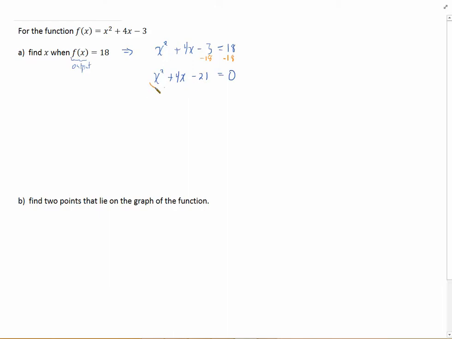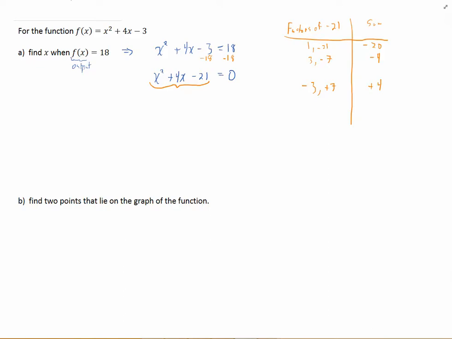Now, I need to factor that trinomial. After we get the equation set equal to 0, then we factor. So let's do a little side work here. I see it's a 1x squared. Let's look at the factors of negative 21 and their sum. So let's see, I'd have 1 and negative 21. That's negative 20. I'd have 3 and negative 7. That's negative 4. Okay, so if I just switch the signs, I'll get positive 4. So negative 3 and positive 7 would give me a positive 4.